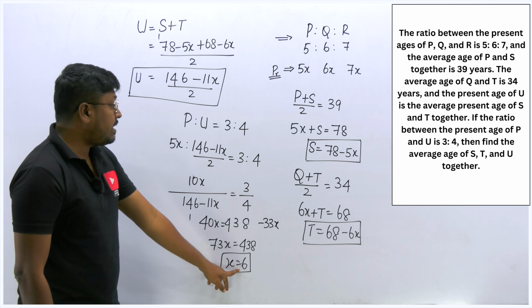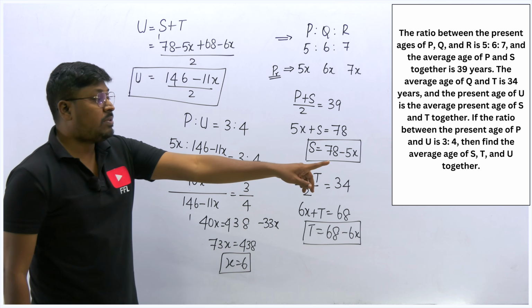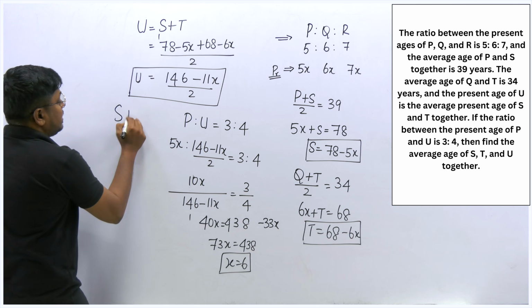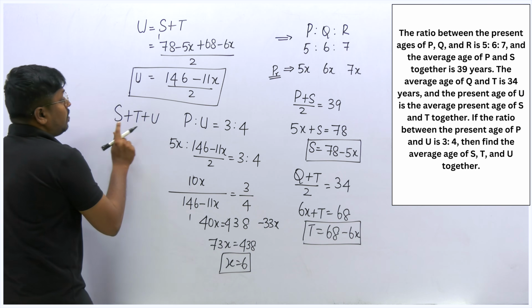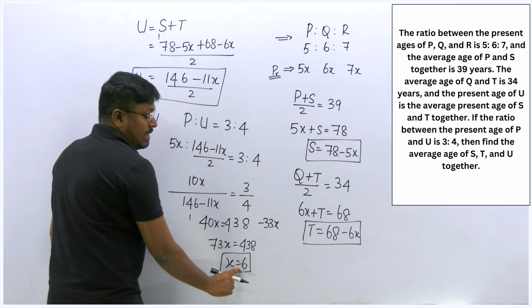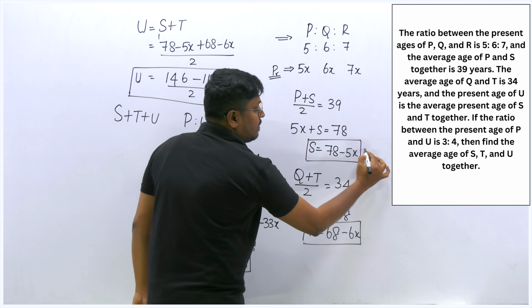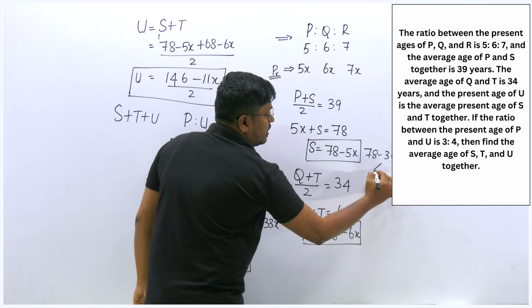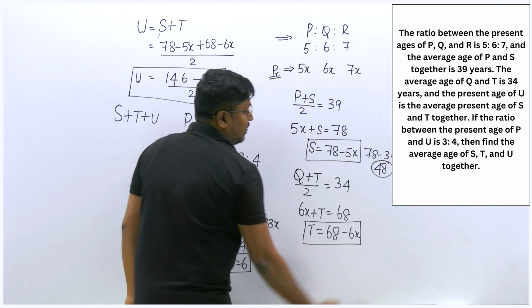So now x equals 6 here. According to the question, our target is to find the average age of S, T and U. What about S? We got x equals 6 here. So 6 fives are 30. That means 78 minus 30, which will be 48. So 48 will be the value of S.